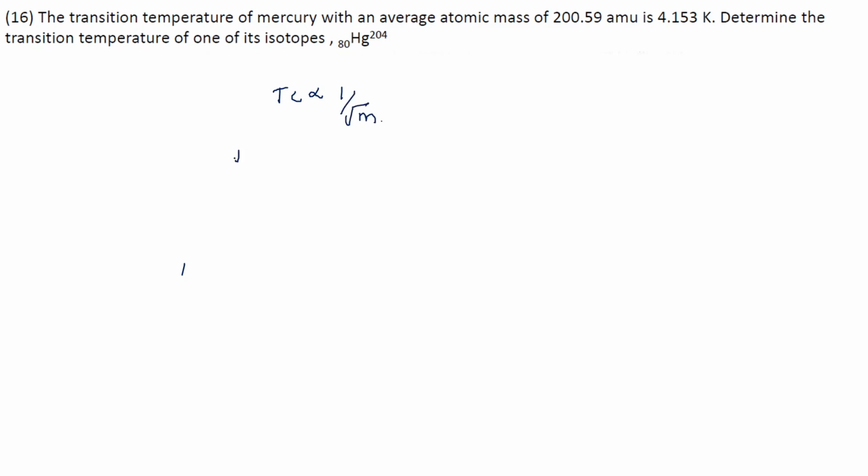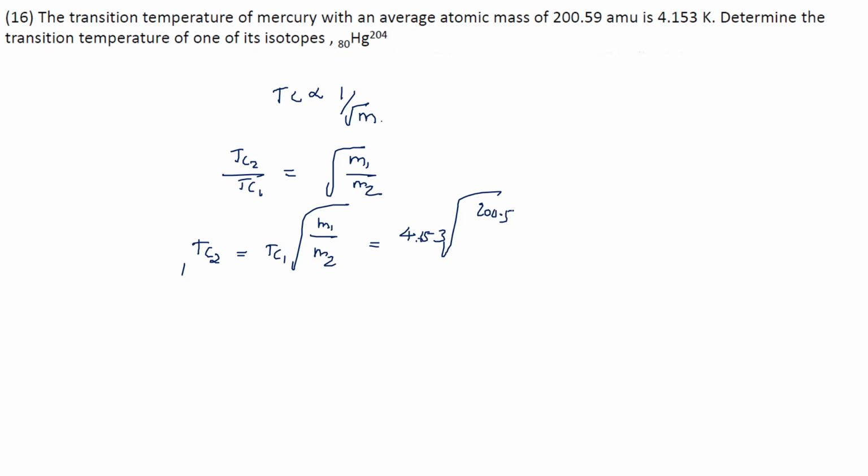So then Tc2 divided by Tc1 is equal to root m1 divided by m2. Then Tc2 is equal to Tc1 root of m1 divided by m2. So that will be 4.153 into root of 200.59 divided by 204. Then you will get the Tc2 value.